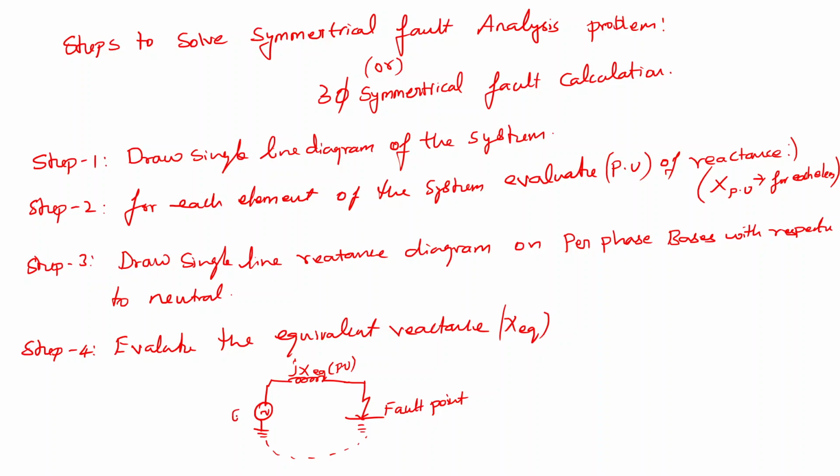This is the generator G1 maybe. If you have more generators, we will convert them into a single generator, because we assume that for all the generators the E value is 1 and the angle is 0. So directly we can convert multiple generators into a single generator with E equal to 1 angle 0. Only the reactance value we need to calculate in steps 2, 3 and 4.